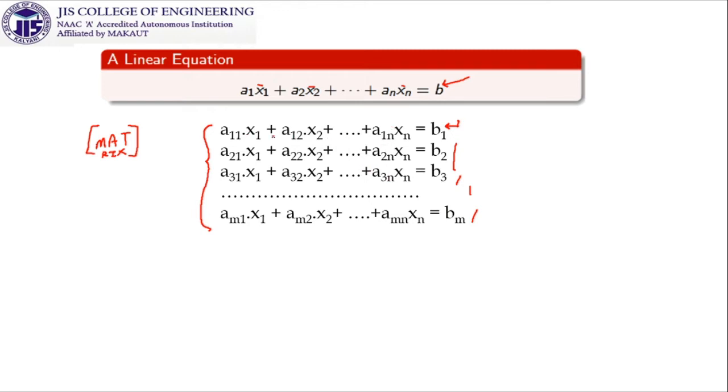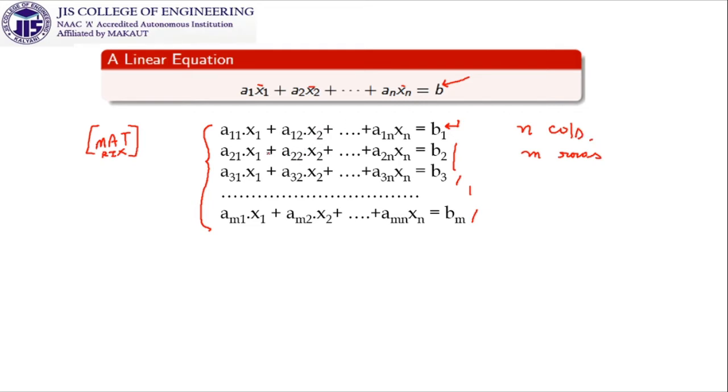So what you are getting, how many columns have already been identified by you? So how many columns? In columns you are getting n. And how many equations? First row, second row, third row, mth row. So you are getting m number of rows.